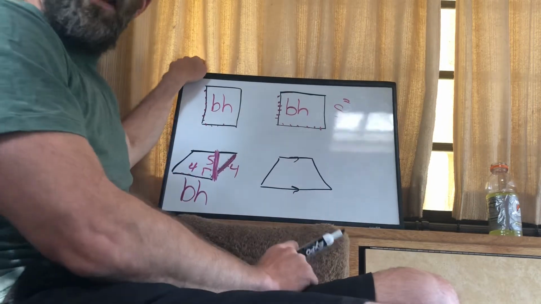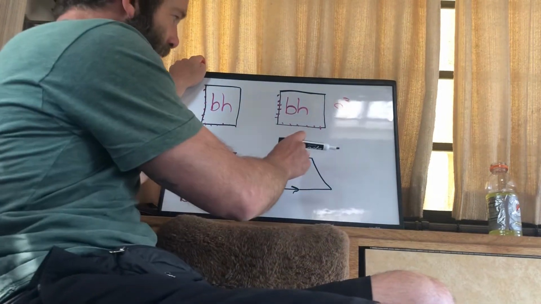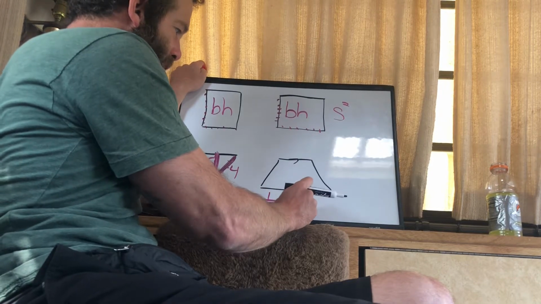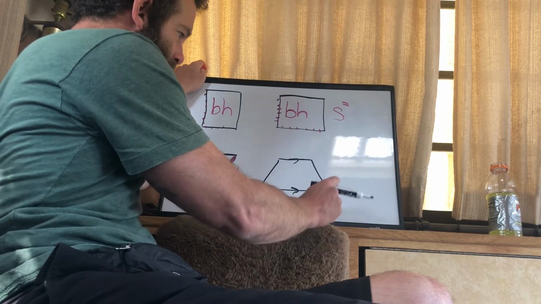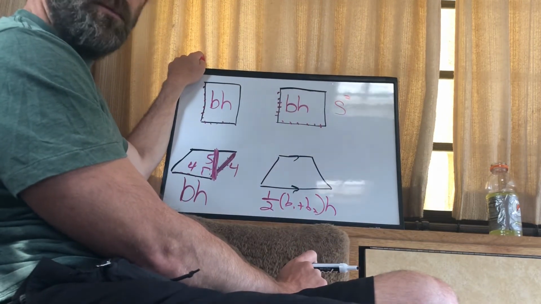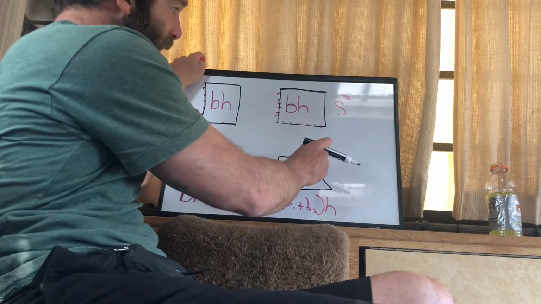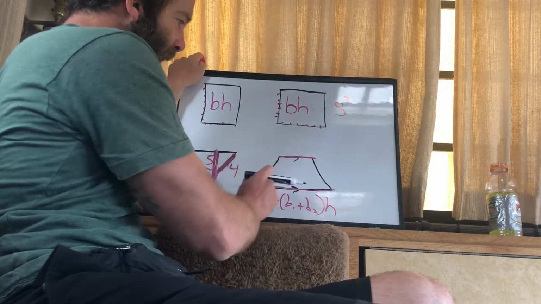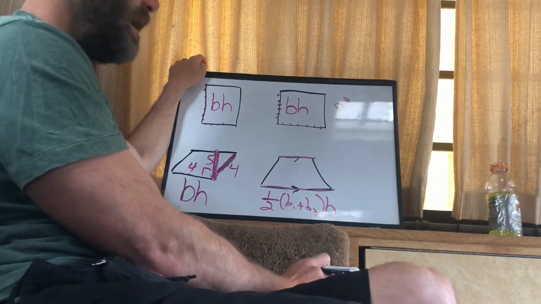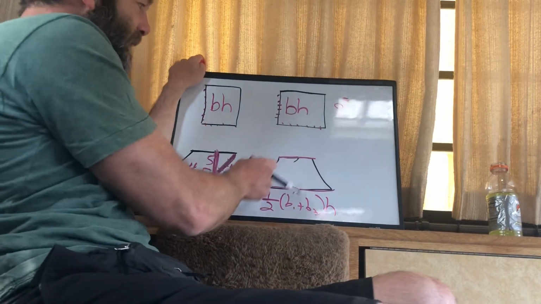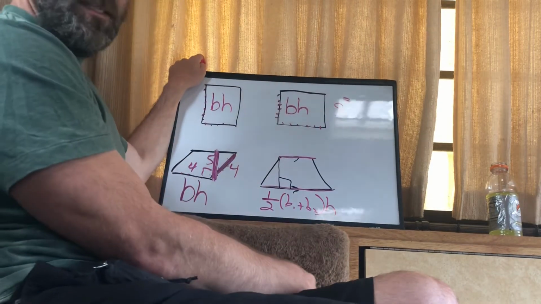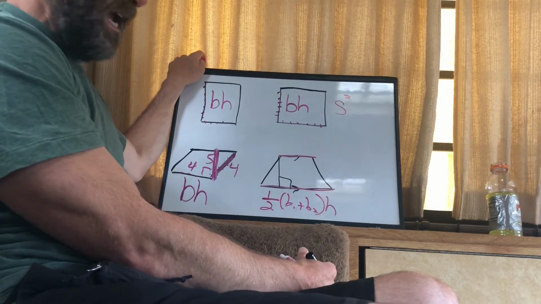Now the formula for the area of a trapezoid is 1/2 times base 1 plus base 2, times your height. What that means is you add the top and bottom bases together and take half of that. This plus this, divide it by 2, and then times your height. But this side is not your height. Your height has to be perpendicular to one of the bases. It has to be a 90-degree side.